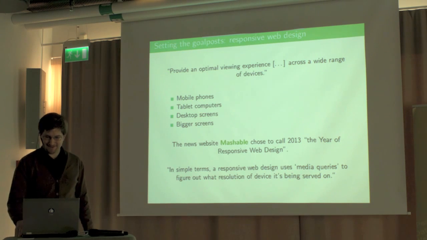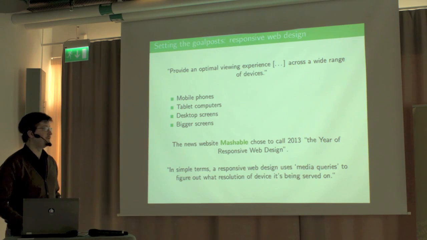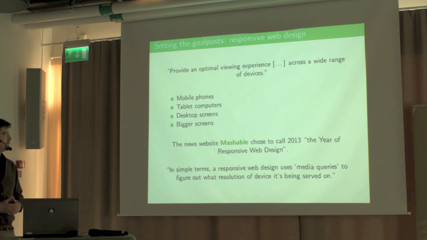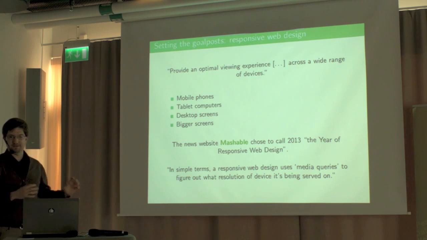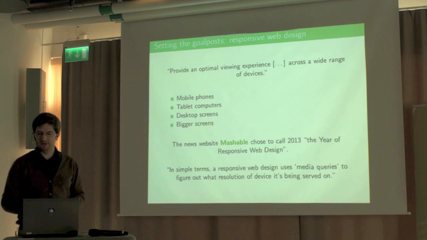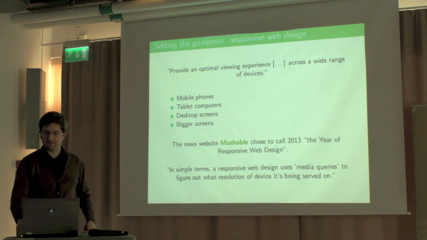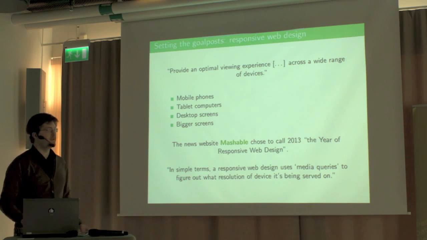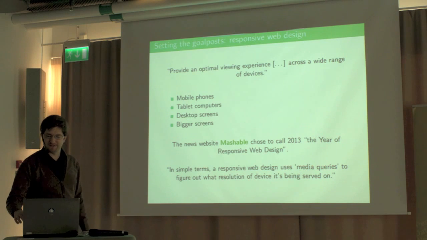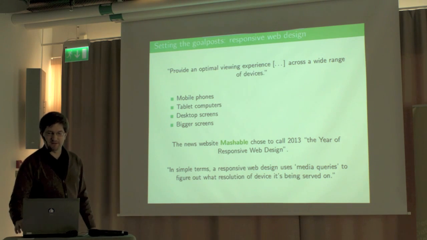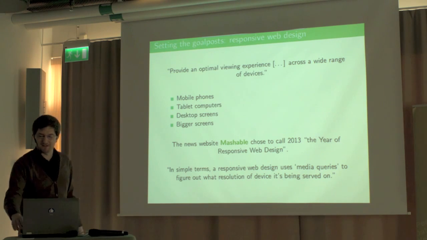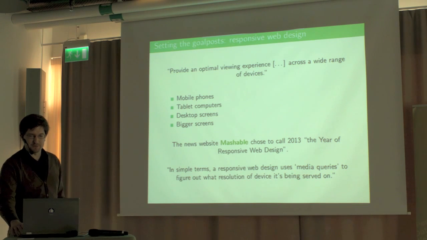So in simple terms, if we're to define this in any way, a responsive web design uses media queries to figure out what resolution the device we're serving things on is. So that's what we're seeing when we adjust the width of the screen, for example. Something behind the scenes is taking into account what we're showing on the page.